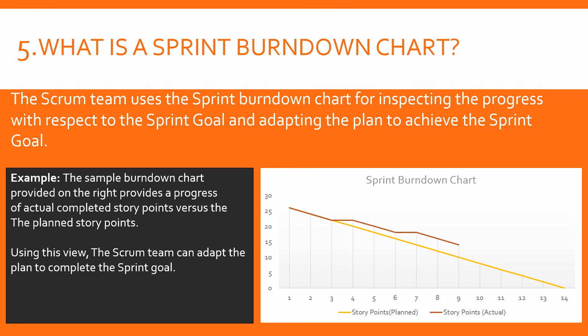And then the red signifies the actual. So it's basically giving a plan versus actual view. During the daily Scrum meeting, this chart can be referred to, and the team can adapt or adjust accordingly to complete this particular sprint goal. So again, it's a very useful metric for tracking progress.